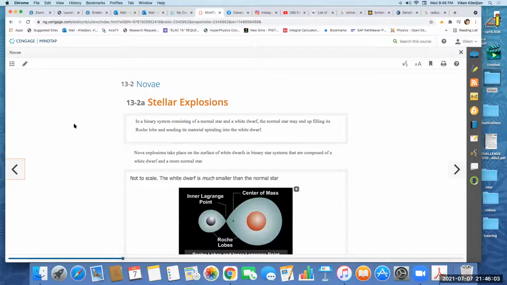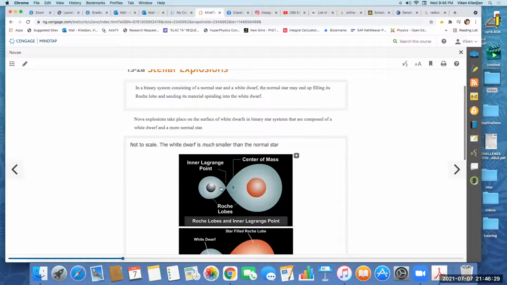Okay, stellar explosions. In a binary star system consisting of a normal star and a white dwarf, the normal star may end up filling its Roche lobe and sending its material spiraling into the white dwarf. Nova explosions take place on the surface of white dwarfs in binary star systems that are composed of a white dwarf and a more normal star. So when you have a star here, this is the white dwarf right here. This is a dead star. And if there was a companion binary star that's, let's say, a red star starting to die, so it's turning into a red giant, you see?